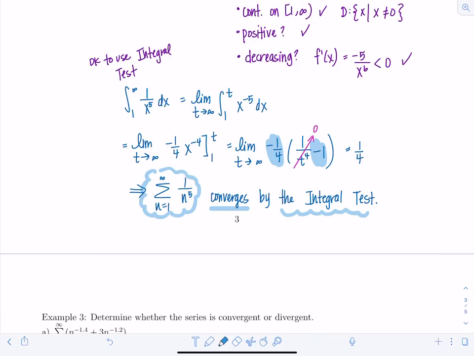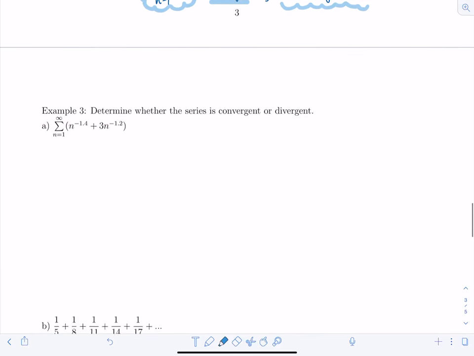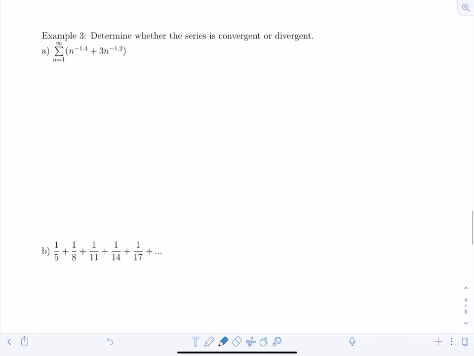Now a few other examples. Notice here, the directions just say to determine whether the series is convergent or divergent. So they're not instructing us what test or method we need to use. It's up to us. So notice here, I have the sum n equals 1 to infinity of n to the negative 1.4 plus 3n to the negative 1.2. Now what I'm going to do is separately consider each of these terms as individual infinite series and determine whether or not they converge or diverge before I can make a statement about the original.